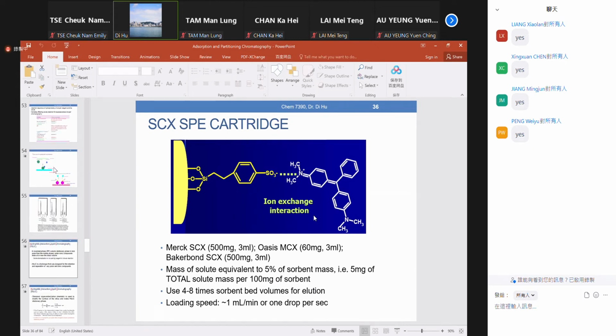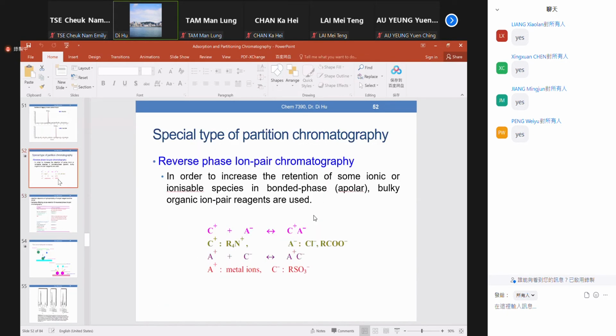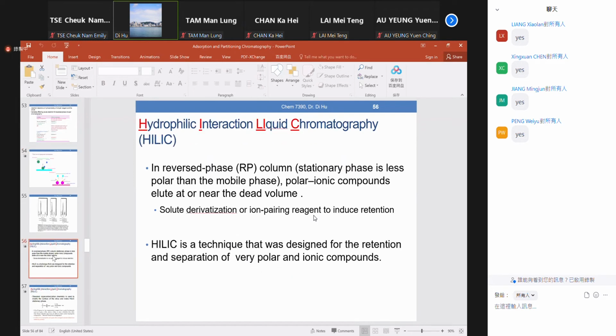And then we moved on to talk about other kinds of partition chromatography, not just reverse phase and normal phase. The first one we talked about is ion pairing chromatography. We said that it has plenty of problems, like we already talked about here.